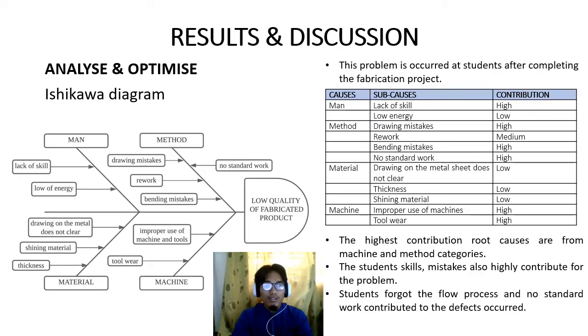As for the last result for Ishikawa diagrams, this figure shows the root causes for low quality of fabricated product. This problem occurred at students after completing the fabrication project. Based on this table, it shows that the highest contribution root causes are from machine and methods categories. The student skills and mistakes also contribute into the problem. The defects also occurred because students forgot the flow process, and also there is no standard work.